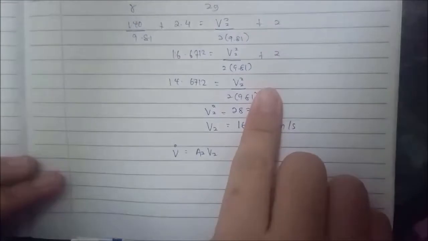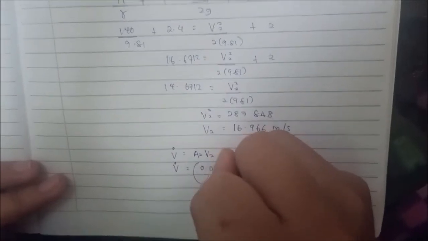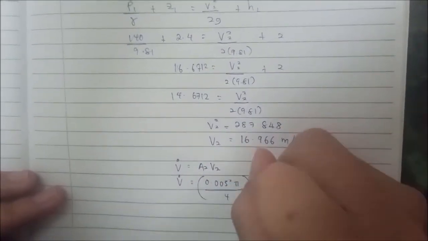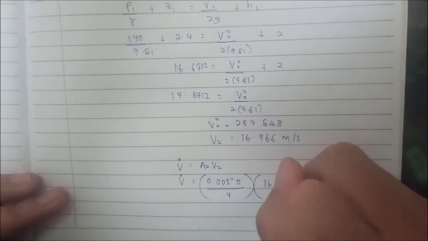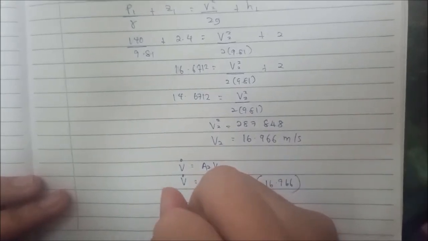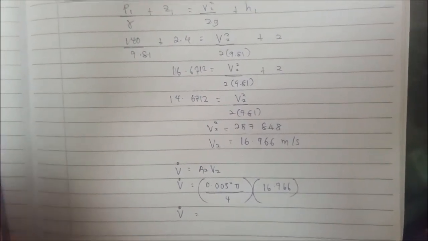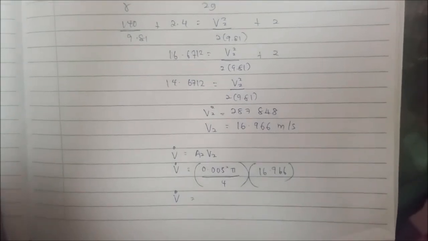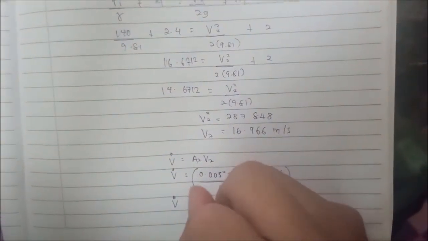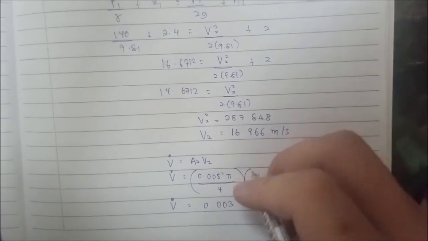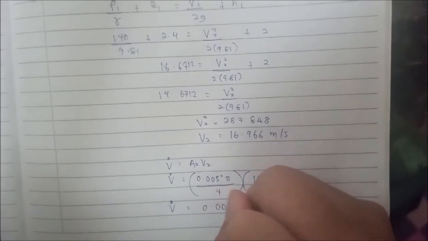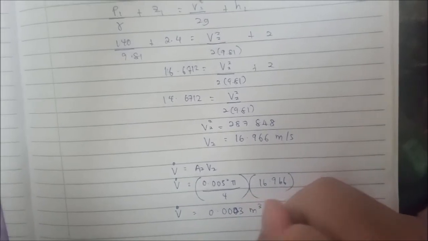In this diagram, given the diameter of the nozzle is 0.05 meter, so volume flow rate equal to 0.05² times pi over 4 times V2, we get 16.966. So volume flow rate equal to, we calculate 0.05² pi over 4 times 16.966, we get 0.030. The unit is meter cubic per second.